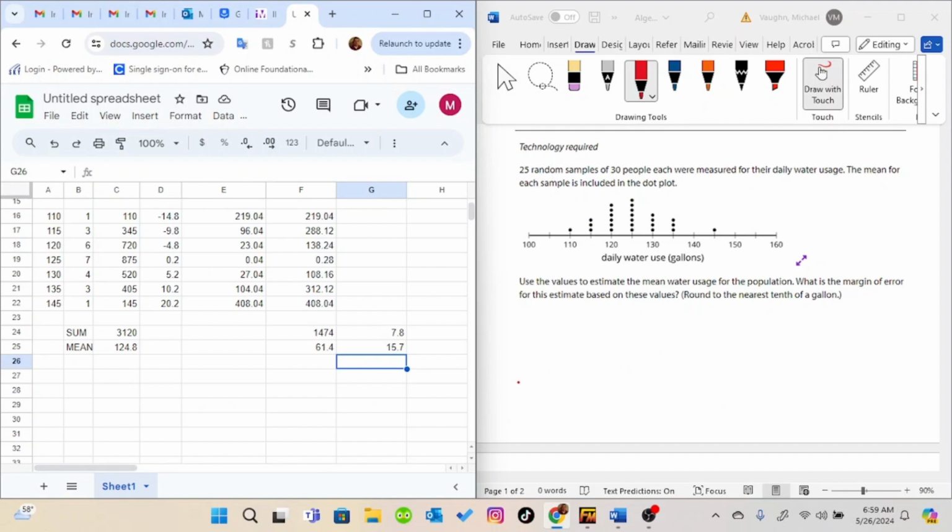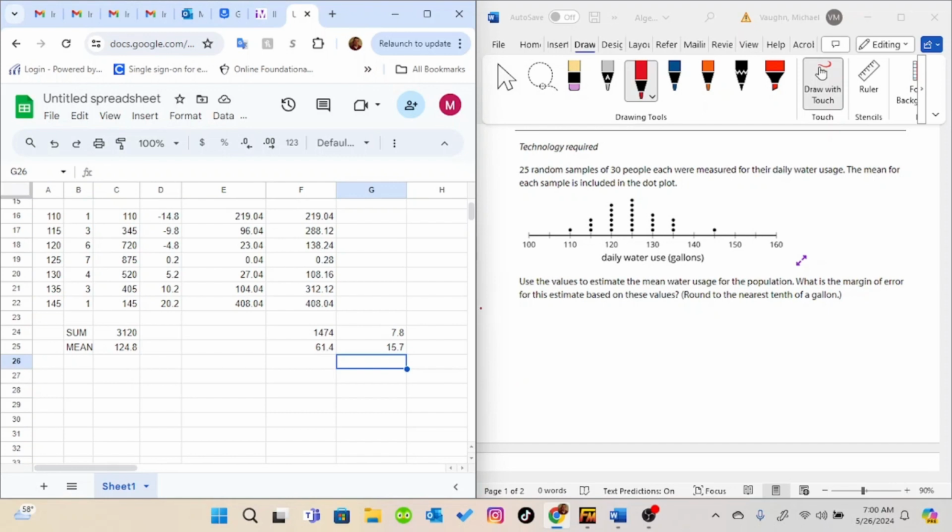In our next practice problem, again, notice it says technology required. I used Google Sheets. You can see it on the left side of the screen. It says 25 random samples of 30 people each were measured for their daily water usage. The mean for each sample is included in the dot plot. So each of those dots is one of the 25 samples, and it's the mean for that sample. Use the values to estimate the mean water usage for the population. What is the margin of error for this estimate based on these values? Round to the nearest tenth of a gallon.